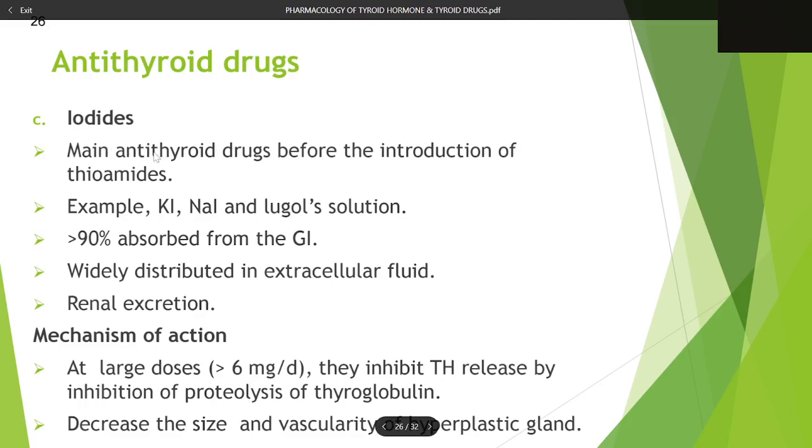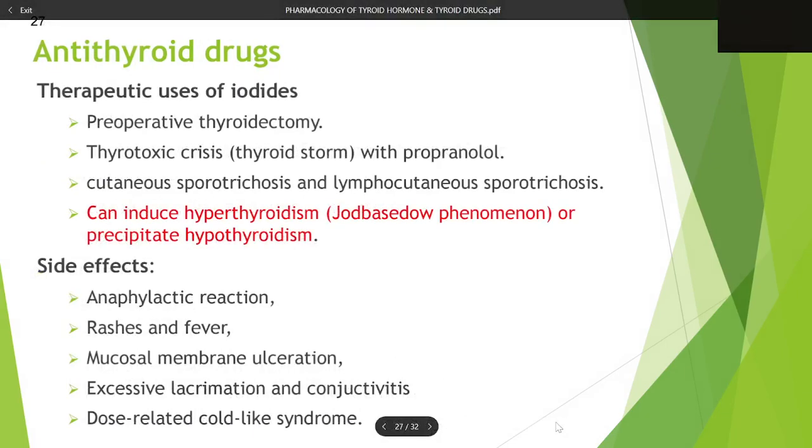Now, iodides were the main antithyroid drugs before the introduction of thioamides. Examples include potassium iodide, sodium iodide, and Lugol solution. Greater than 90% of them are absorbed from the GI. They are widely distributed in the extracellular fluid and are excreted by the renal system. Mechanisms of action include, at large doses greater than 6 milligrams per deciliter, inhibition of thyroid hormone release by inhibition of proteolysis of thyroglobulin. They decrease the size and vascularity of the hyperplastic gland.